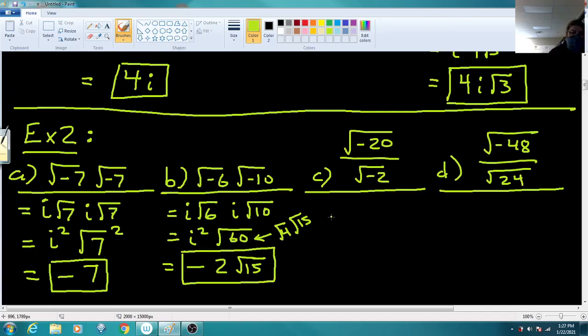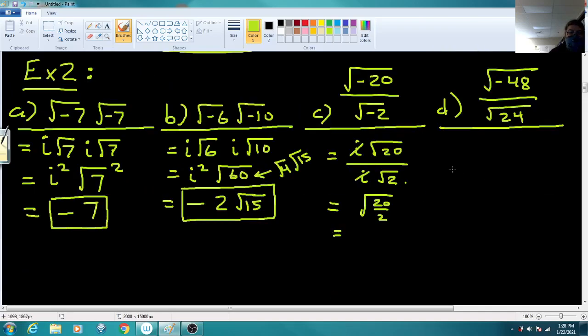For part C, again, step 1, pull i's out. So we get i square root of 20 over i square root of 2. The i over i can cancel. Now that we've got these as square roots of positives, we can view this as one big square root of 20 divided by 2. And the square root of 20 divided by 2 is the square root of 10. And that's as simple as that gets. So we're going to box that in and say that's good enough there.